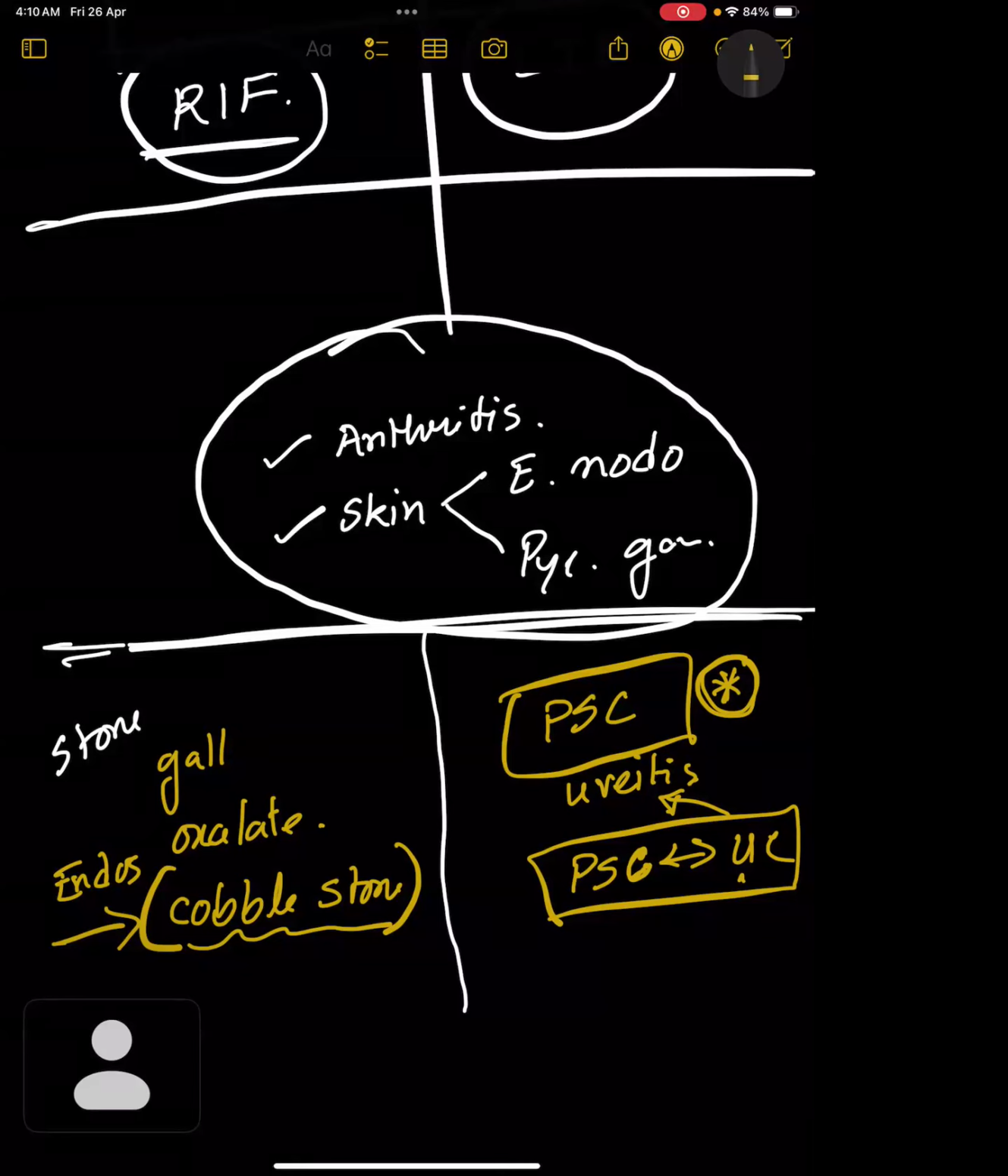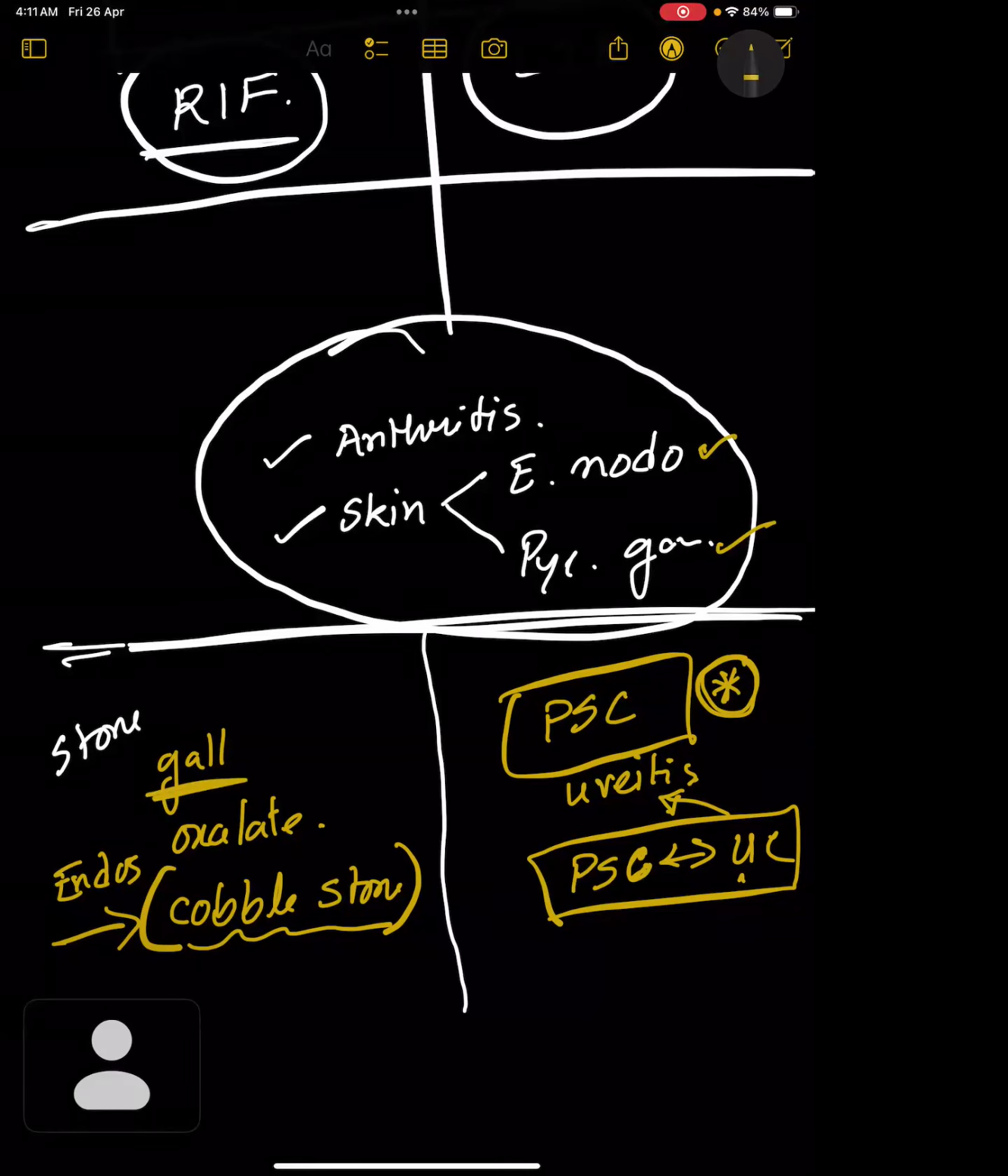Okay, so extraintestinal features, if you can remember this, inshallah, you can cover all the questions, at least from extraintestinal features. Okay, so erythema nodosum, you can have a question, pyoderma gangrenosum association, you can have a question.